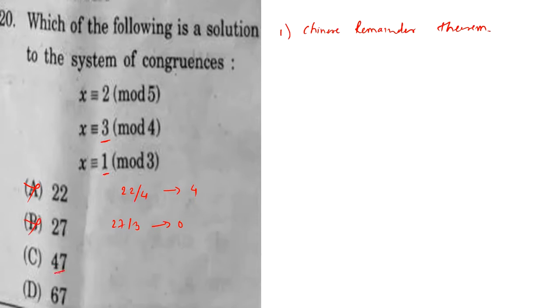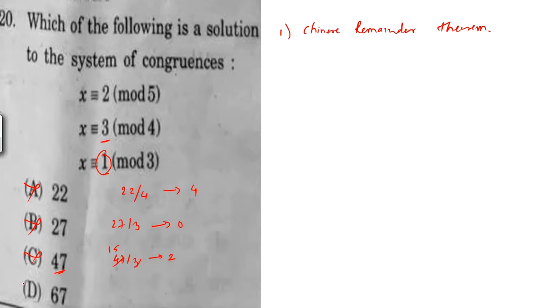Now if I take 47 as the value and divide it by 3, what will you get? 3 ones are 3, 3 fives are 15, 16, 17. So you will get remainder 2, but again I want remainder 1. So this option is also incorrect.